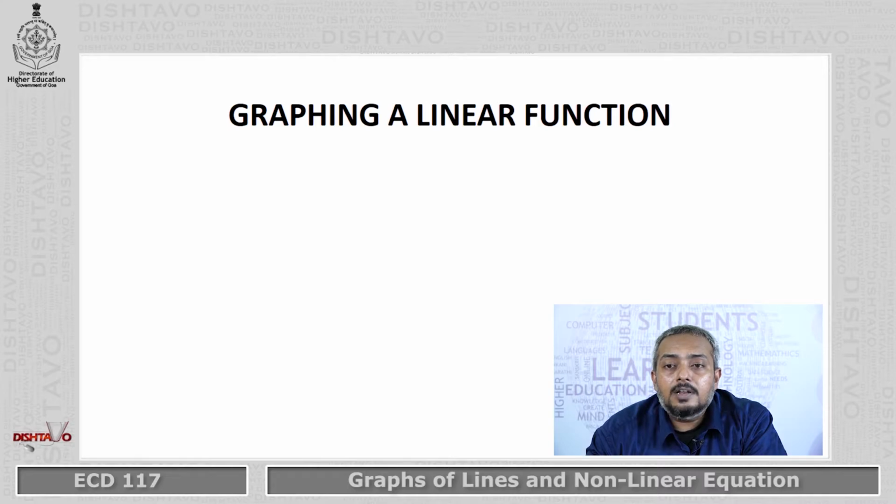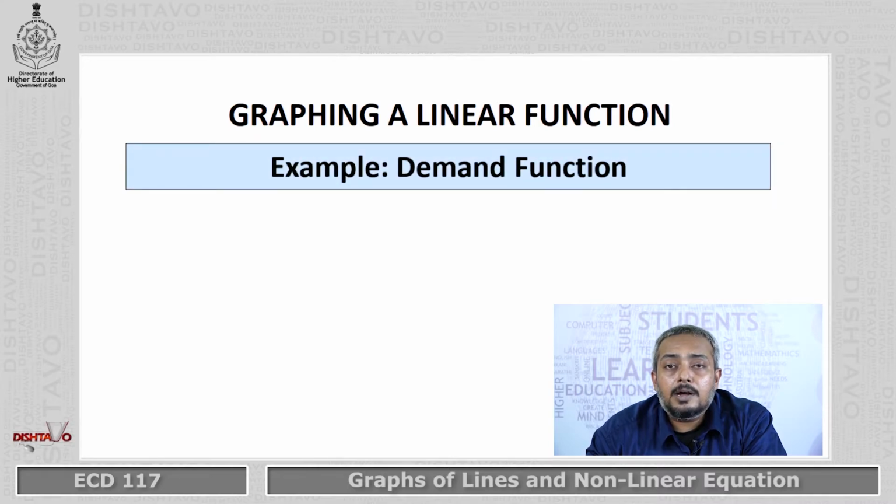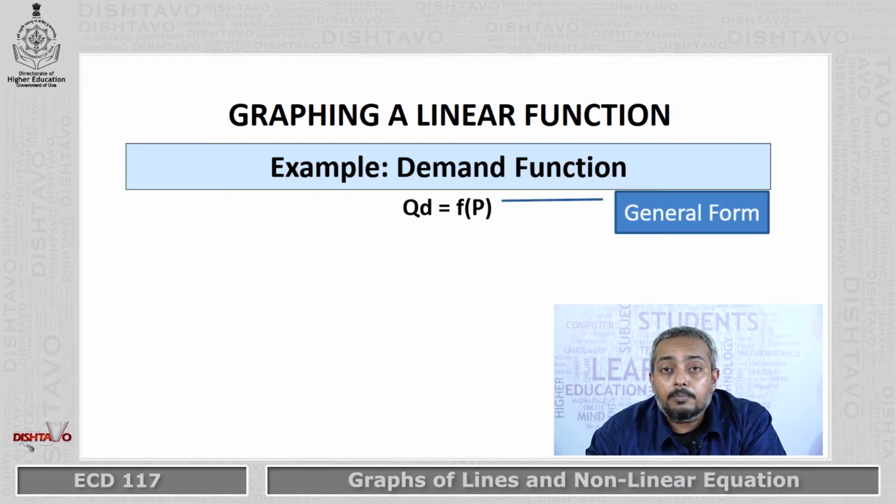Let's look at graphing a linear function. The demand example is the most common example that you and I are so familiar with. So, let's take the demand function. If you look at this function on the screen right now, QD is equal to a function of P, what it's basically telling you is the quantity demanded is a function of price. Hence, you have two variables here. One is the quantity demanded and the other is the price variable. Now, this is a very general form.